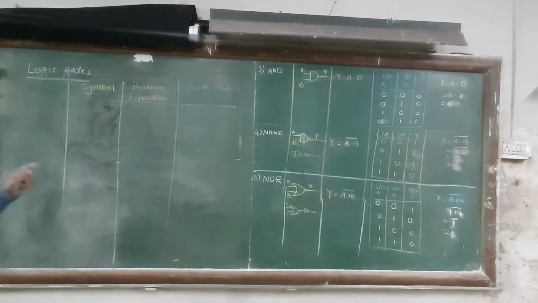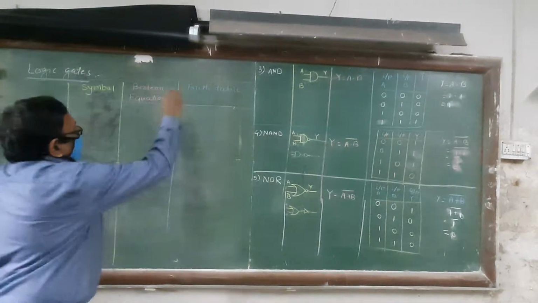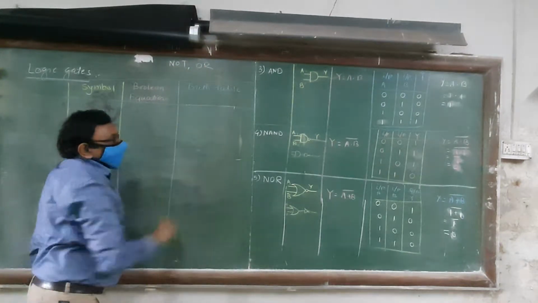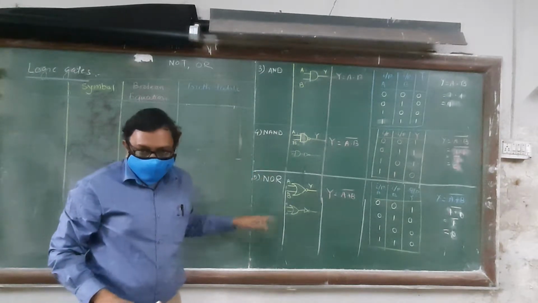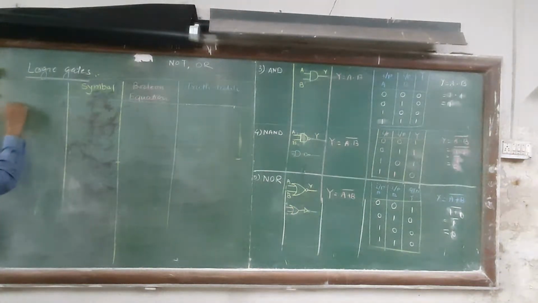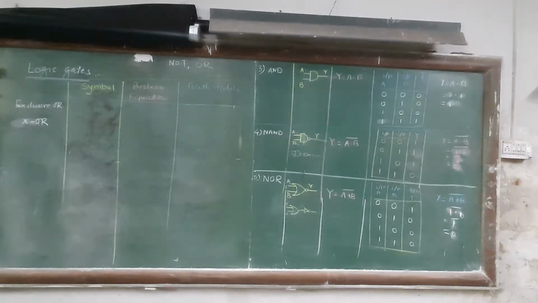Now, previously we discussed the different gates. First is the NOT gate, second is the OR gate, third are AND, NAND, NOR, and one more gate is remaining. That is the sixth gate, the exclusive OR, symbolically represented, and its other name is XOR.